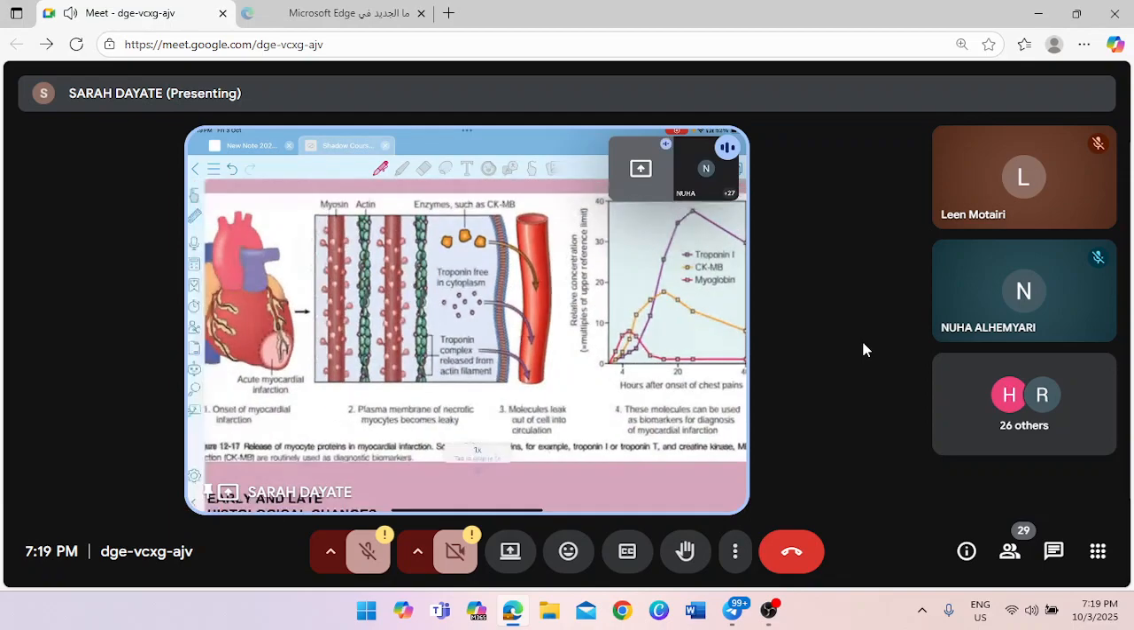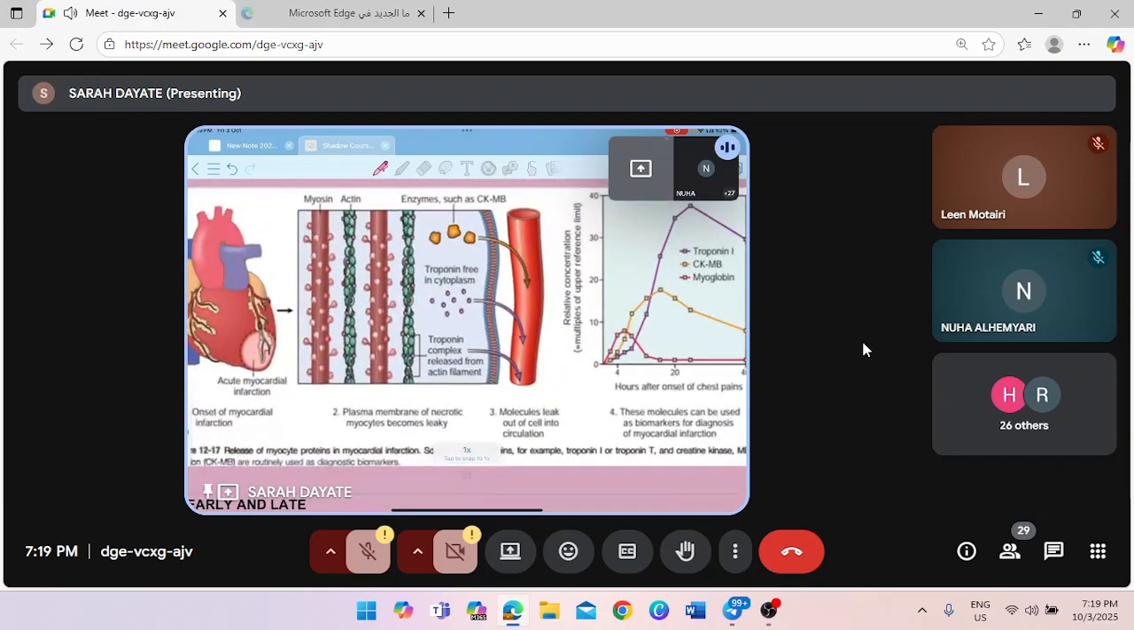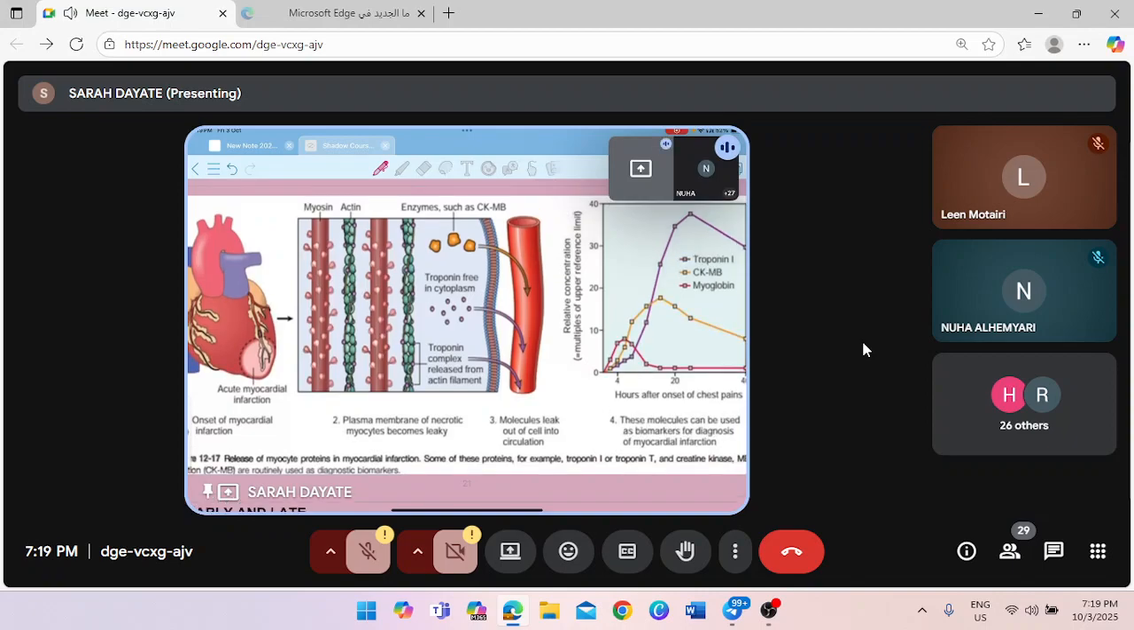So here, as you can see, how the biomarkers have been formed. At the onset of the myocardial infarction, the plasma membrane of the necrotic myocyte becomes leaky. This is why those molecules can leak out into the bloodstream and can be assessed or diagnosed. And we will find it in the circulation. So this is very important.